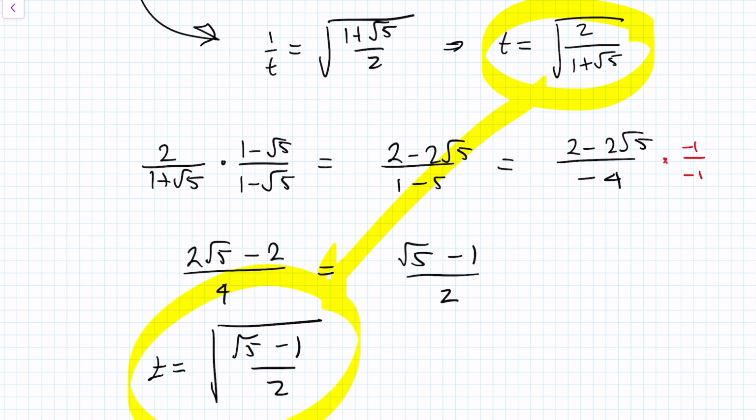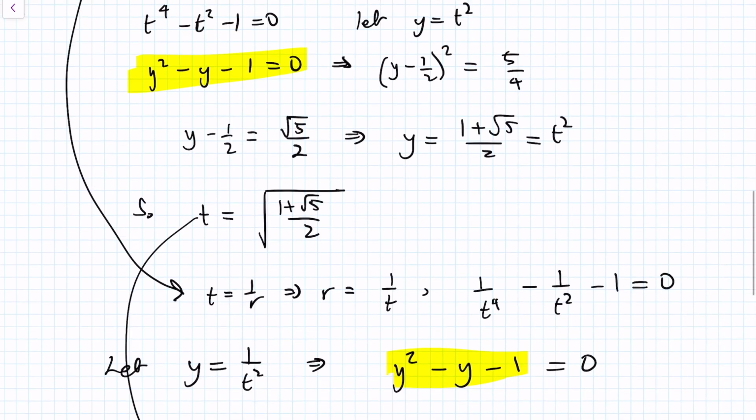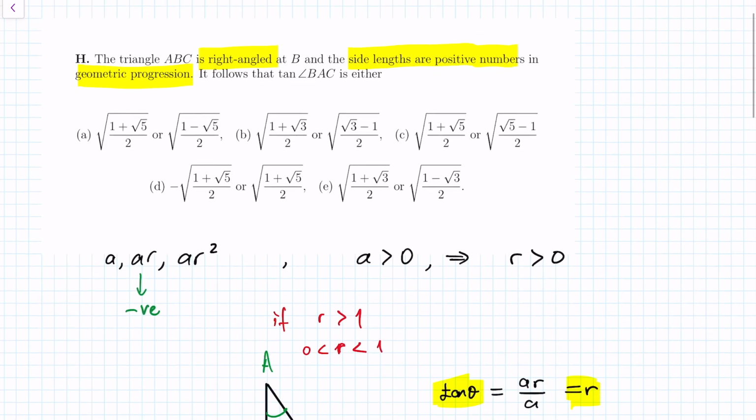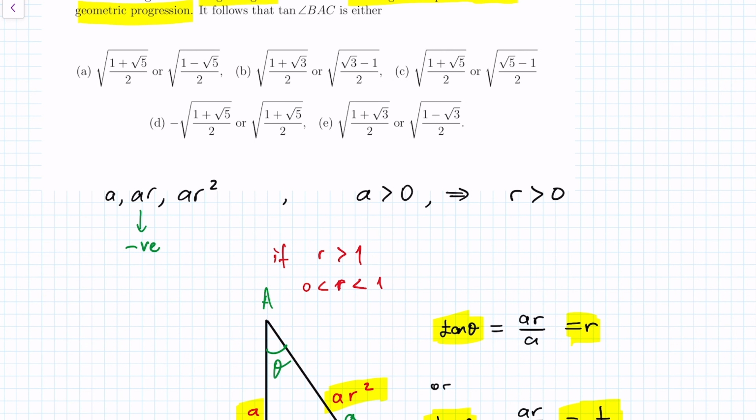And if you go back to the answers, the correct answer is C, because this is precisely what we have got, right?